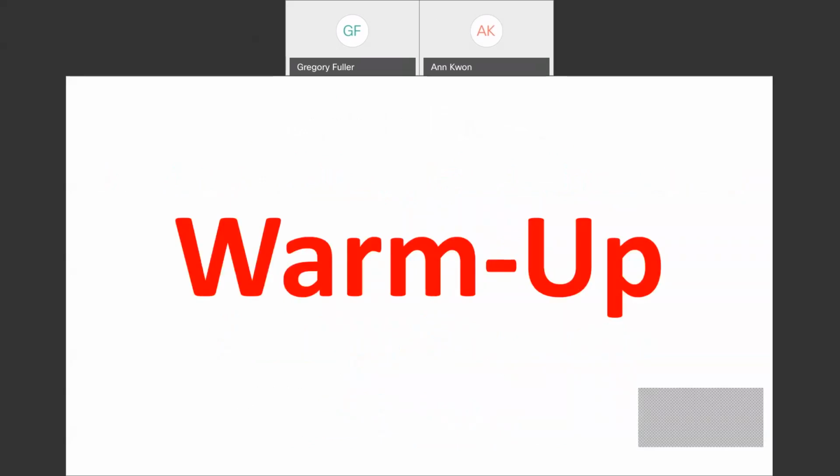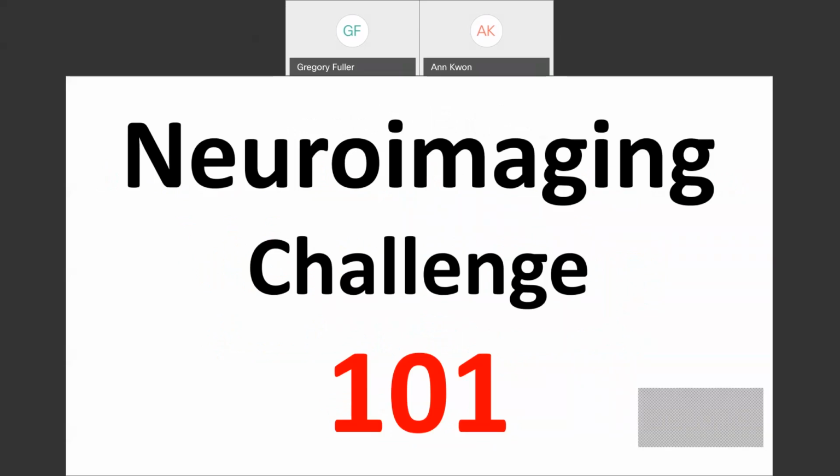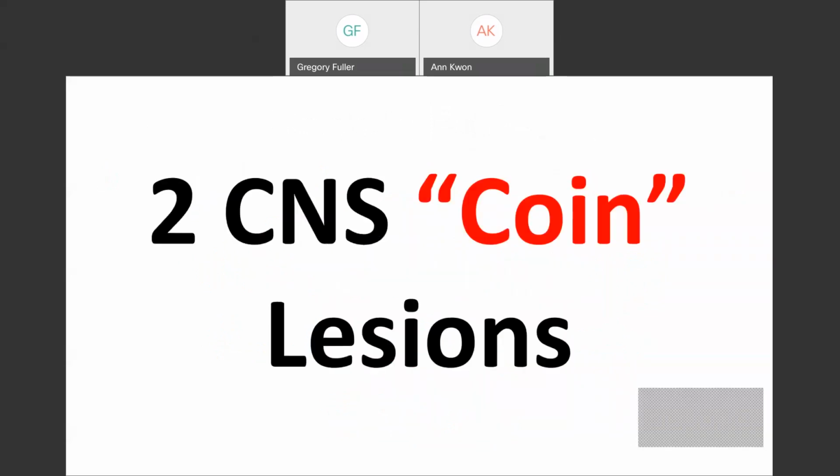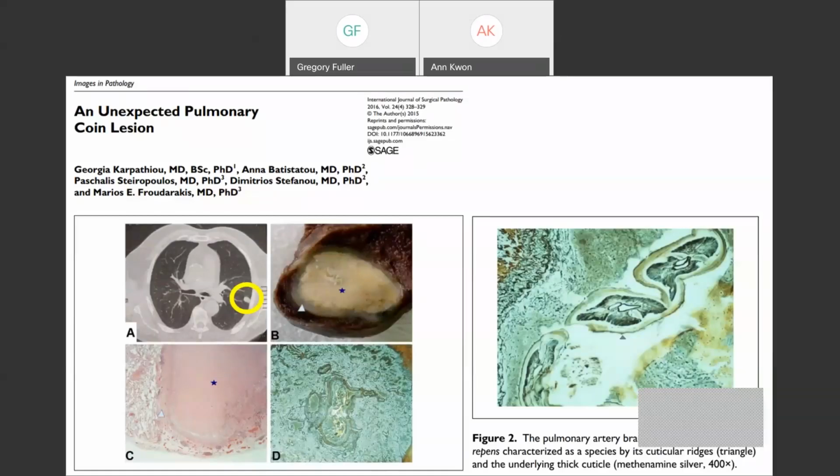Okay, we always start with a warm-up. So let's do that. And let's start with imaging. I'm going to call this Neuroimaging Challenge 101. It's a 101 because that's freshman level, elementary. And let's start with 2 central nervous system coin lesions. I'm sure everyone in the audience is familiar with a coin lesion, and it usually occurs in this context, an unexpected pulmonary coin lesion. So usually we're talking about lung, it's going to be CT, etc. And here's just one example, and you can see I've circled in yellow the coin lesion. This turned out to be dirofilaria.